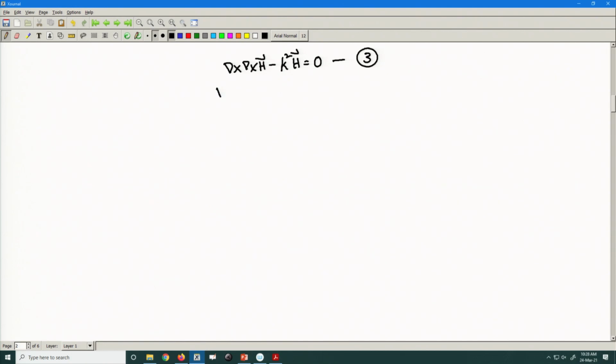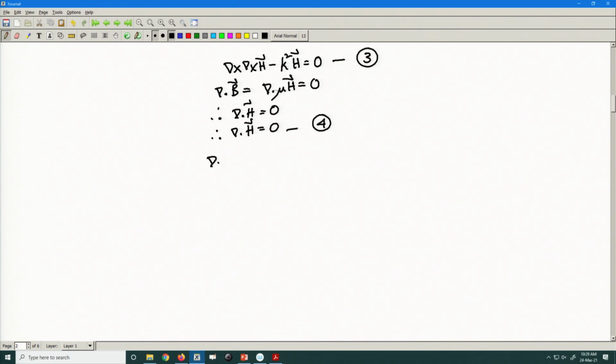Now, we also know that divergence of B, which is divergence of mu H, equal to 0. We already know that fact, that the magnetic flux forms closed loops, there are no magnetic sources. Therefore, divergence H is 0. We call this equation number 4.